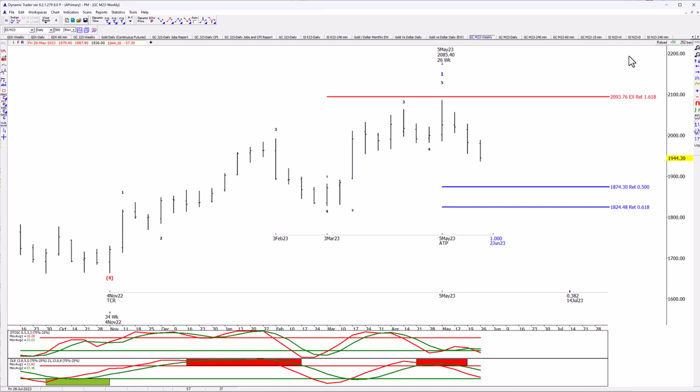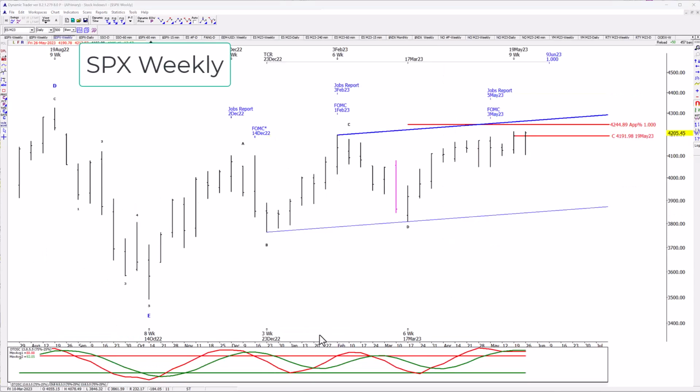Okay, let's take a look at the S&P. So this is the SPX weekly data. By the way, almost all of the major stock indexes are in basically the same position. So this is the weekly data right up through last Friday, the 26th, which was yesterday.